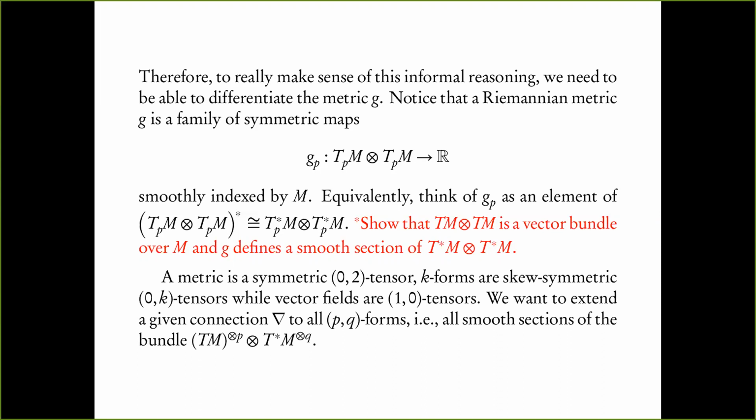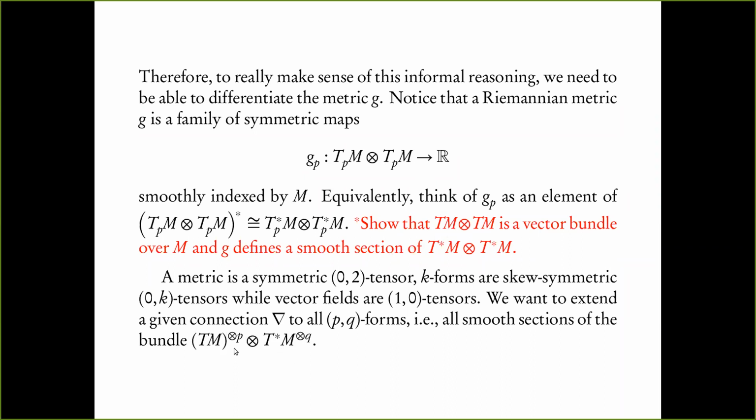The point that we are making here is that we want to extend this connection, and how differentiating an object along a vector field using this connection, to all PQ tensors. All PQ tensors mean smooth sections of these kinds of objects. These are again going to be bundles analogous to TM, T star M, TM tensor T star M. So if your Q was 0 and P was 1, these would simply be vector fields.